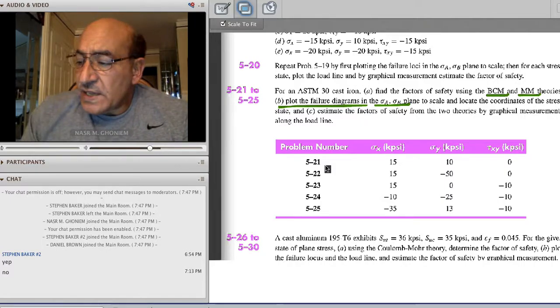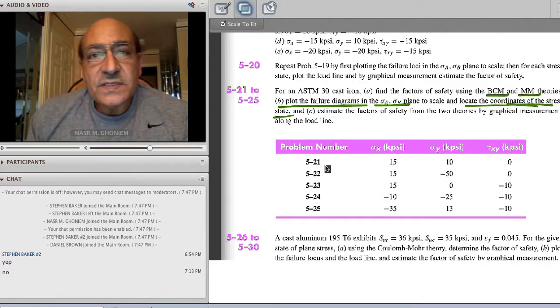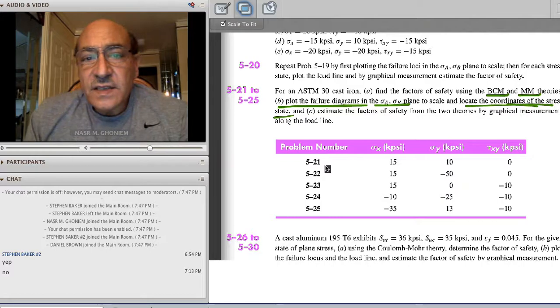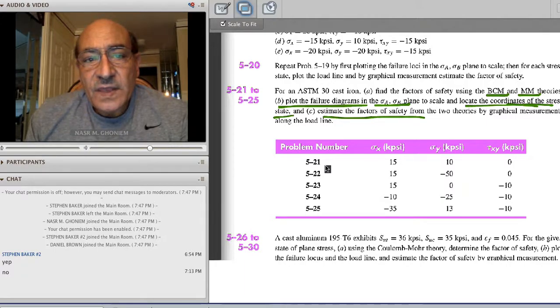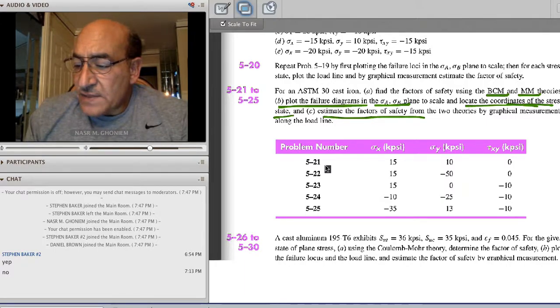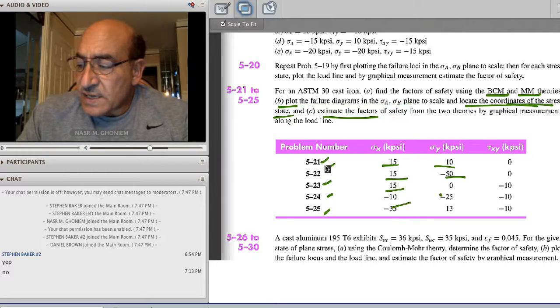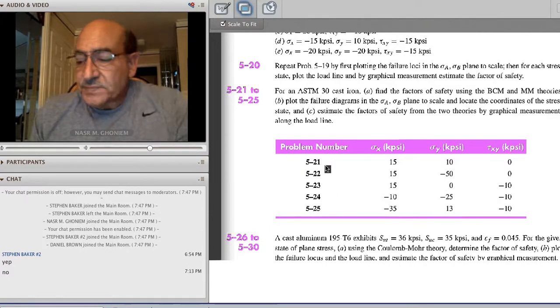And then we want to locate the coordinates of the stress state, which is the point of the stress state. And then in part C, we want to estimate the factor of safety from the two theories graphically. So we have different problems here, the same objective. The only difference is that the stress state is different in all of these problems. So let's just discuss the idea.